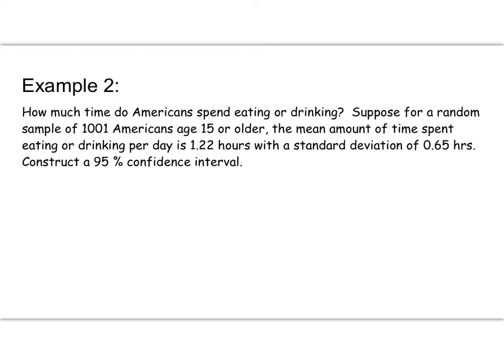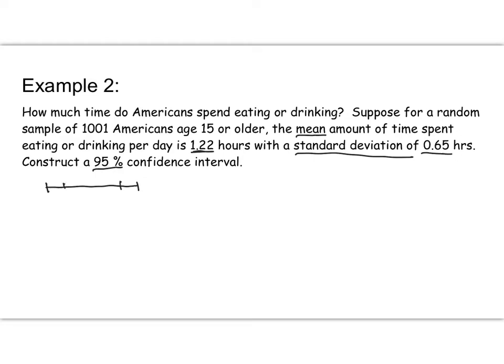All right, so how much time do Americans spend eating or drinking? Suppose for a random sample of 1,001 Americans, age 15 and older, the mean amount of time spent eating or drinking per day is 1.22 hours. So we need that information, that's our mean, with a standard deviation of 0.65 hours. We also need that, if you remember the formula from the last slide, and we want to construct a 95% confidence interval. So let's find the t-score that goes with our curve here.